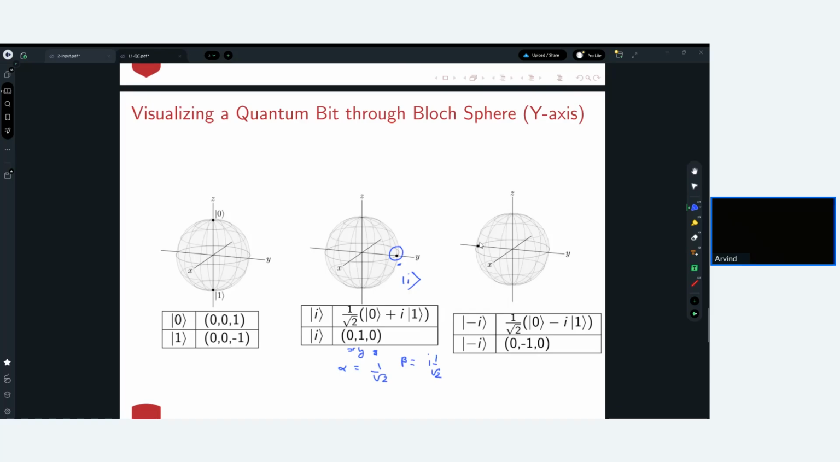Similarly, consider the point where the negative y-axis cuts the equator. This point has the coordinates x and z equal to 0 and y coordinate -1. This point is known as minus i, or qubit minus i. Its alpha coefficient is 1 upon root 2 and beta coefficient is minus i upon root 2.